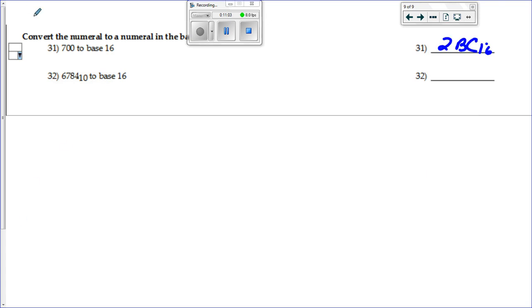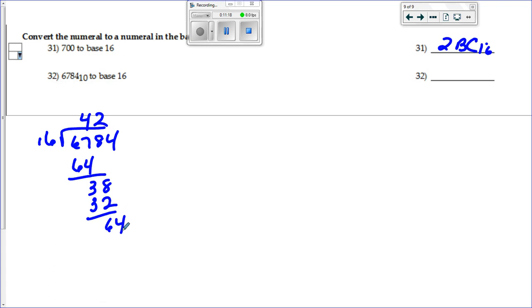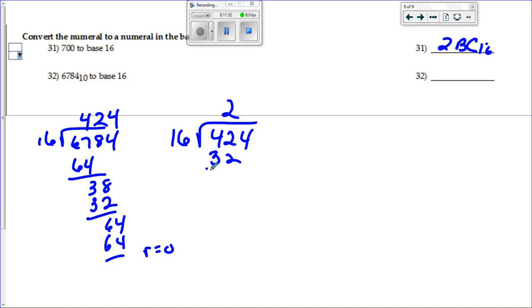Okay, so I'm going to divide 16 into 6,784. So 16 goes into 67 4 times. 16 goes into 38 twice. 16 goes into 64 4 times. And the remainder is 0. So now this is what I'm dividing into. 16 into 424 goes twice. 16 goes into 104 6 times. And a remainder of 8.